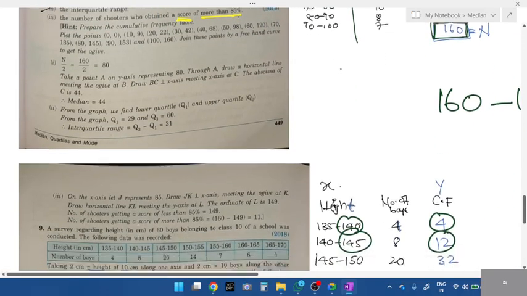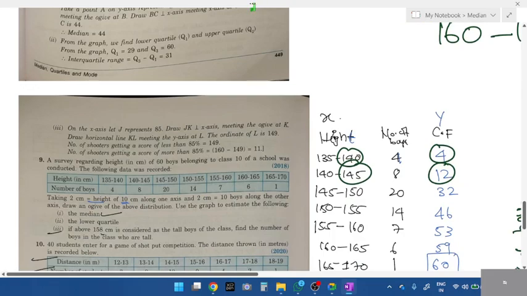Okay, after plotting, look at the calculation. I'll tell you what is required here. You don't have to write all these lines. The first line is not required. Second is not required. Third one and fourth one is required.